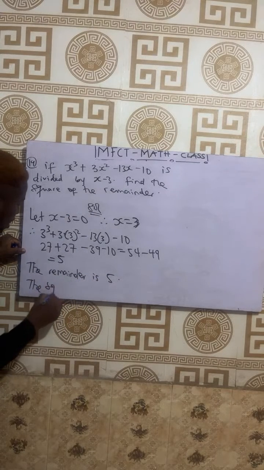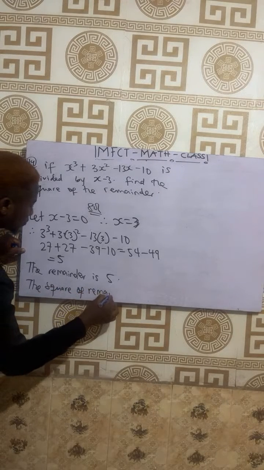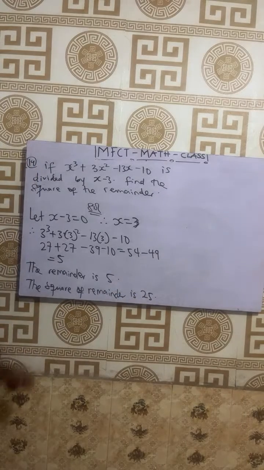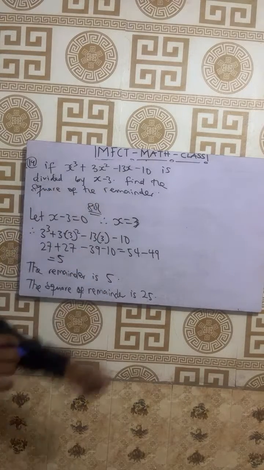The square of remainder is 25. Do you get the scope? So the remainder is 5, but the question asks us to look for the square of the remainder. So the square of the remainder is what?